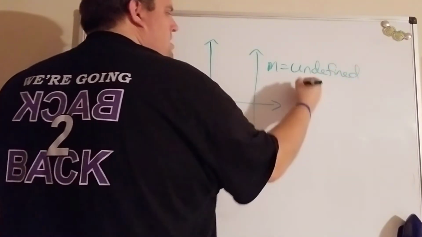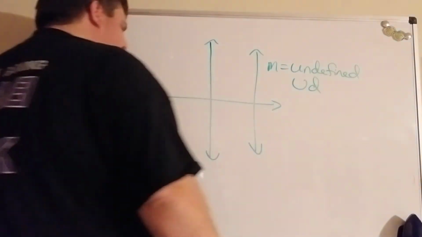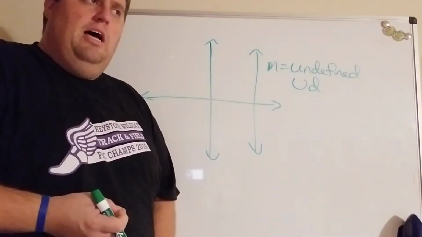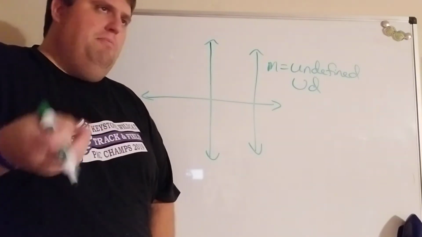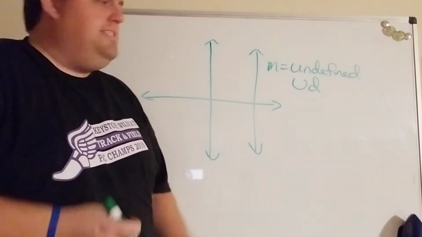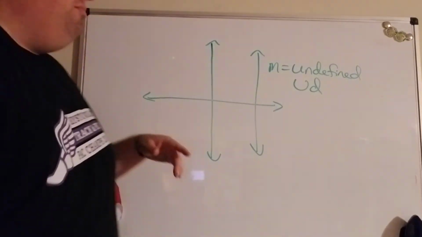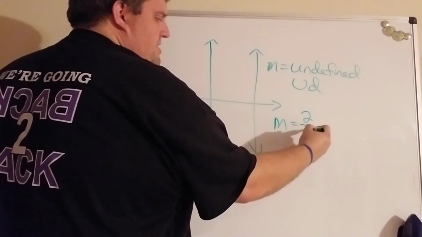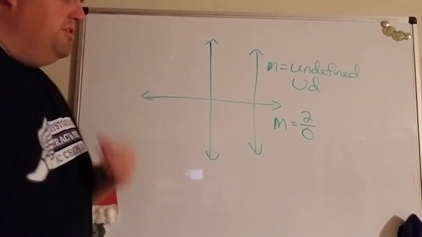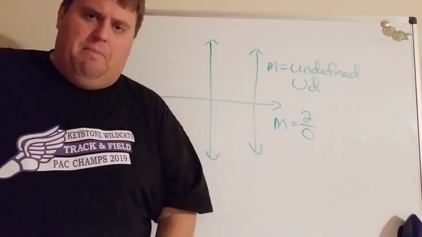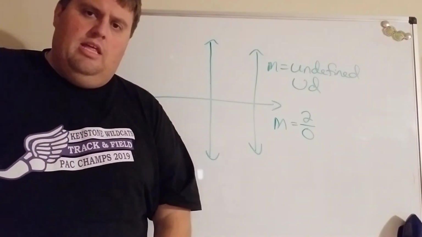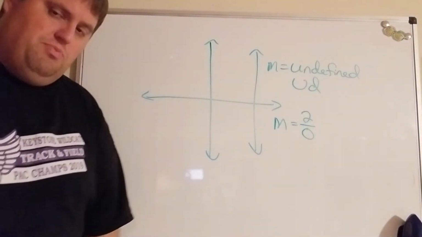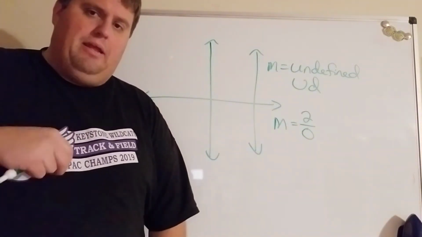Undefined. Oftentimes it's just shortened to UD for undefined. Basically that one means that's not really a possibility for my slope. And that's going to make sense if you notice, it rises, but it doesn't run. So maybe it goes up 2, but it runs 0. Well, boys and girls, we know that 0 cannot be on the bottom of a fraction, right? We can't divide something by 0. That's why this thing is undefined, because we can't have 0 on the bottom.